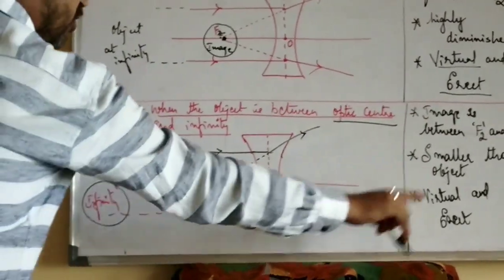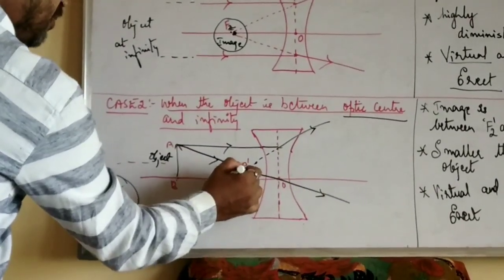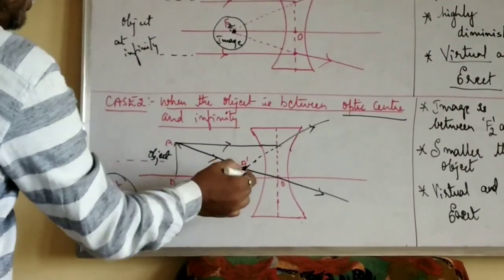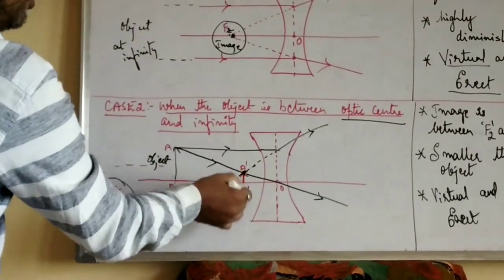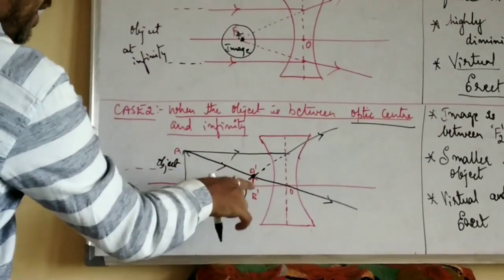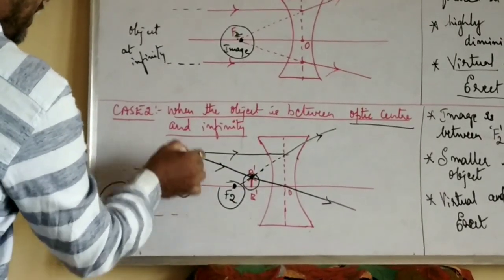It will straight away go on the same line. Now, when these two rays meet at one point, that point is the position or the location of the image. You can see here, AB is the object, A dash B dash is the image. Now, see here, this is the image. Now, this is the object.